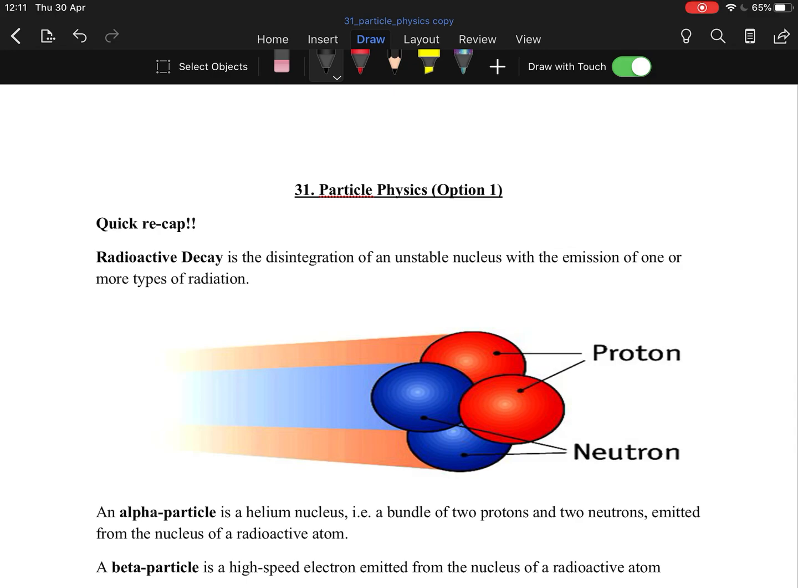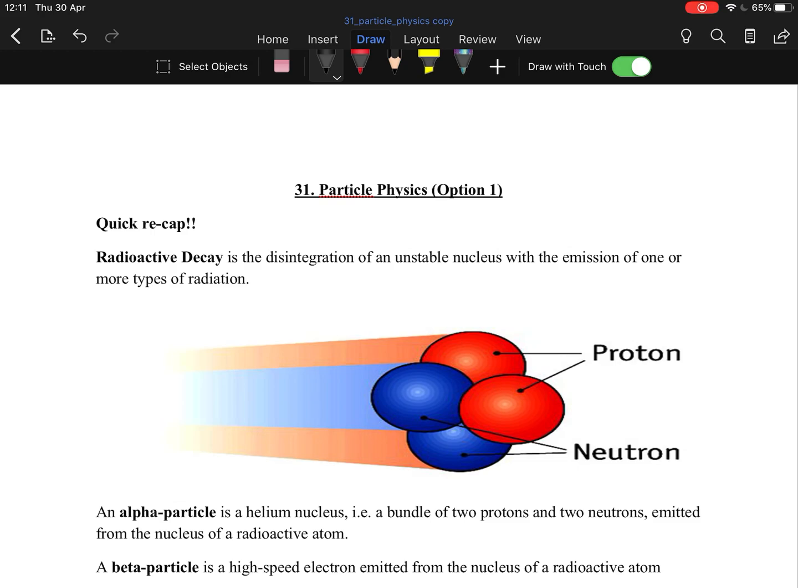Okay, so hopefully I got the audio working on this. So what we're going to do here, guys, this is the option. Now we're not doing option 2, which is applied electricity, because it's very long, very theory heavy, and nobody really does it. Everyone does particle physics because it's a lot easier.